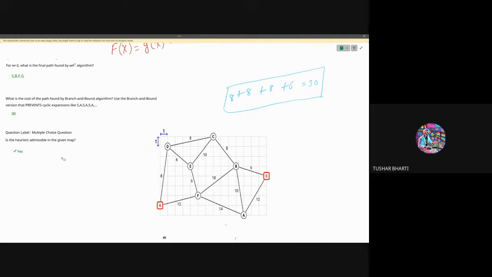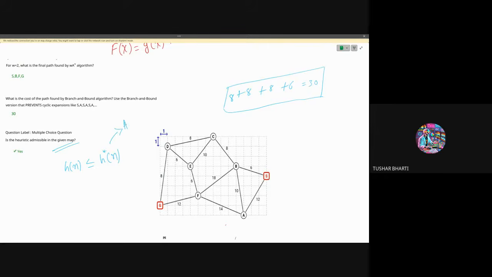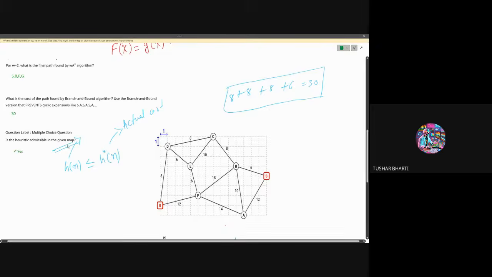And coming to the last question: is the heuristic admissible in the given map? For the heuristic, h of n should be less than or equal to h star of n. Here h star of n is the actual cost, and h of n is the heuristic cost.